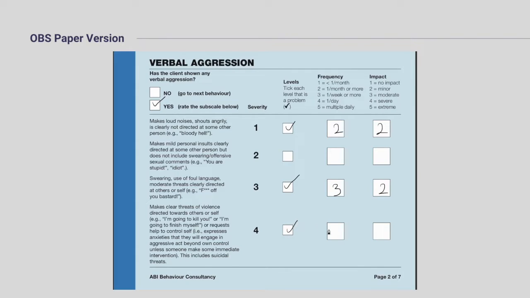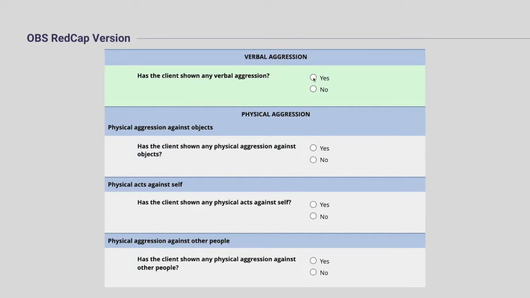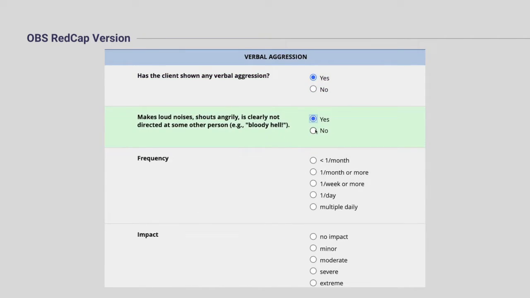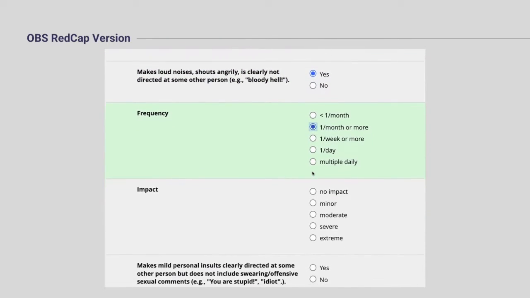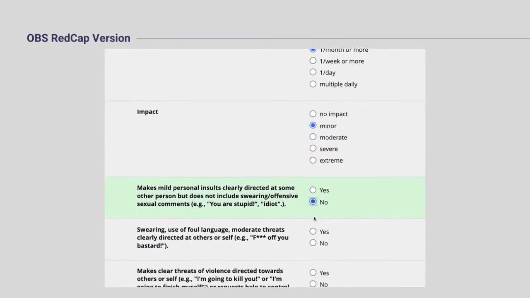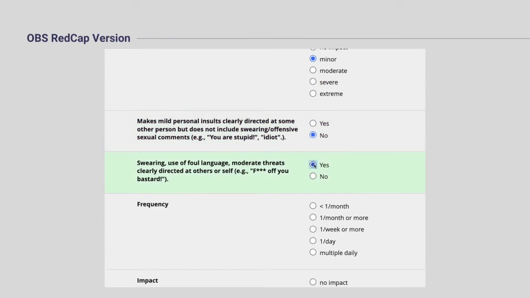For the paper version, tick each of the types of behaviour observed and rate how frequently they occur and the impact that they have. It is possible that you might tick more than one of the severity levels. For example, if your family member makes loud noises and swears. On REDCap, select the most appropriate answer. More questions to rate the frequency and impact may appear depending on the option you choose. What you see on REDCap is exactly the same as the paper version, except it is designed to automatically show the questions you need to fill out or skip.